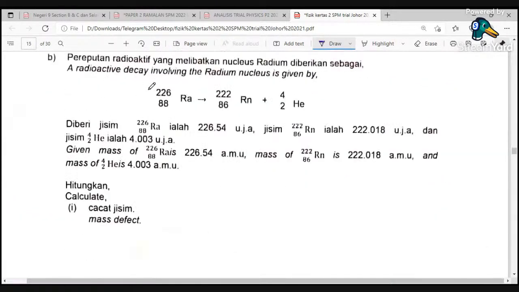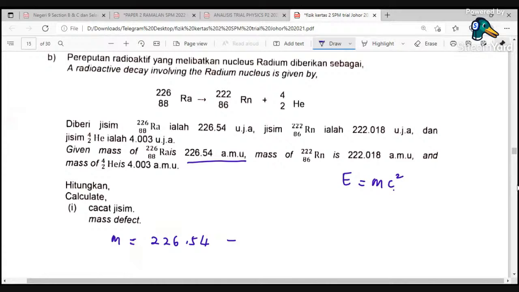Okay, B. Given this equation of radioactive decay, and all the values of mass given in amu, calculate the mass defect. The related formula is Einstein's formula, E equals mc squared. c is the speed of light, m is the mass defect, E is the nuclear energy. So to find the mass defect, you need to take the initial mass before decay minus the total mass after decay. So for radium, the mass is 226.54 minus the mass of radon and helium.